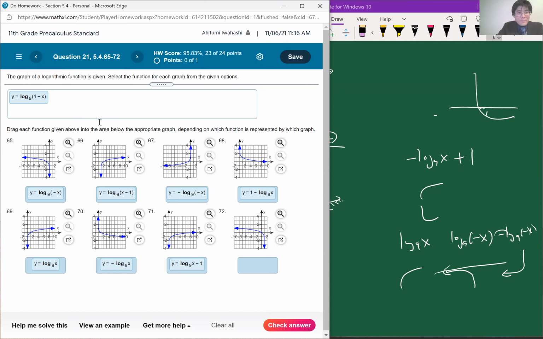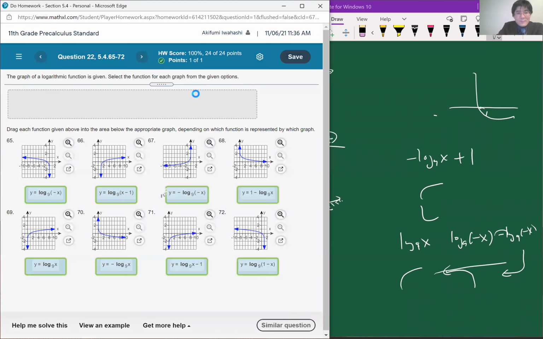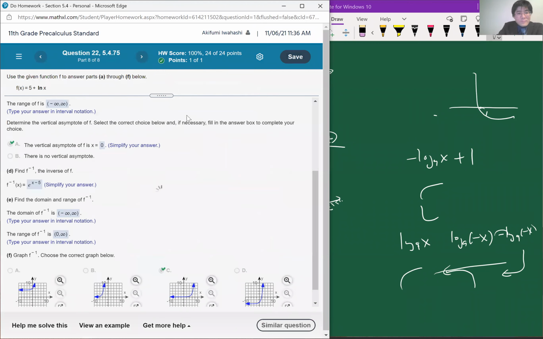Okay, and the last one has a horizontal shift by 1, and x is flipped by the negative, so you have a vertical asymptote at 1, and so this looks like the correct one. Okay, now a kind of long question.